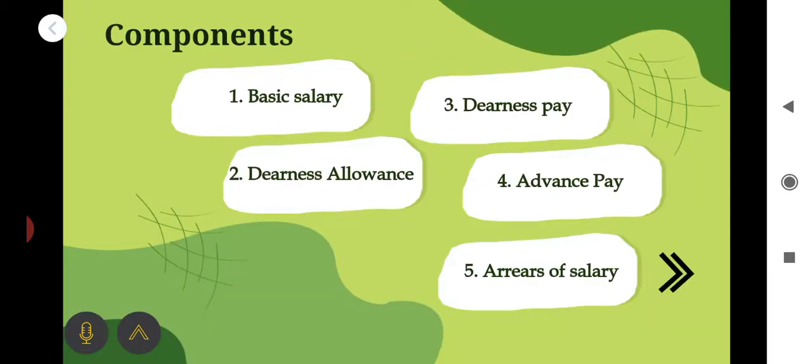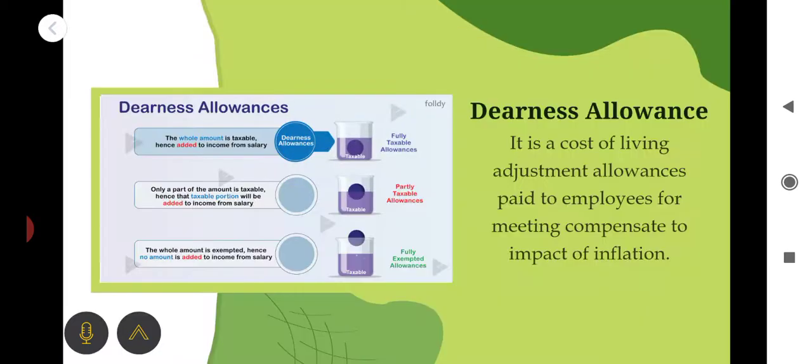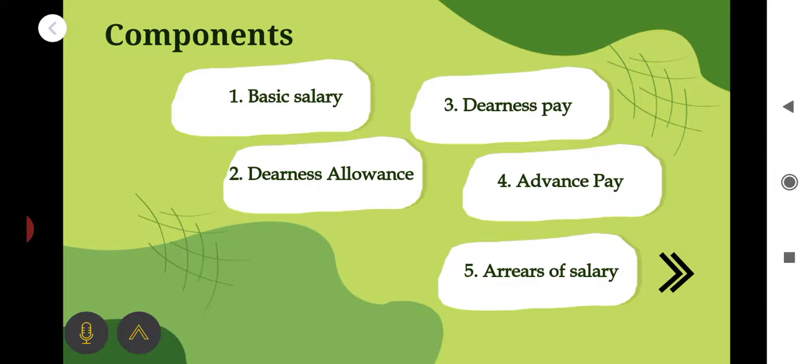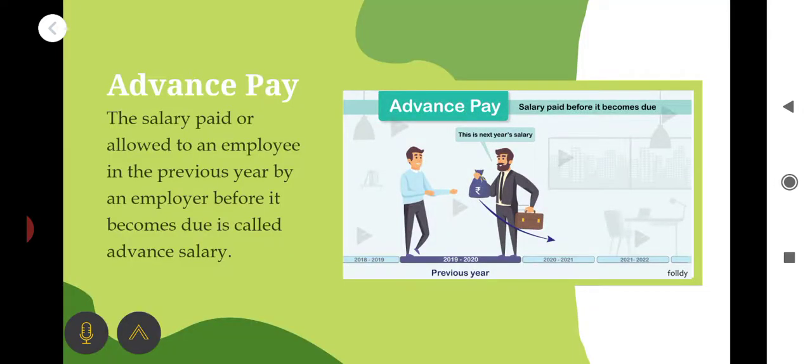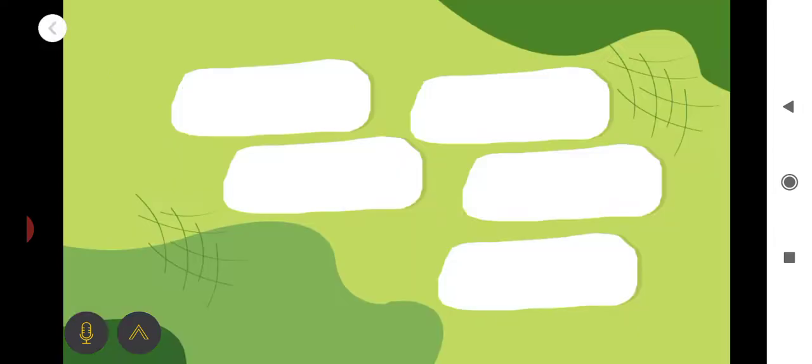The next one, dearness allowance, is like dearness pay, but a difference is that it is a cost of living adjustment allowance paid to an employee to compensate for the impact of inflation. It is based on the standard of living of the people. The next, advance pay, as we know, is the salary paid or allowed to an employee in the previous year by an employer before it becomes due. It's called advance salary.